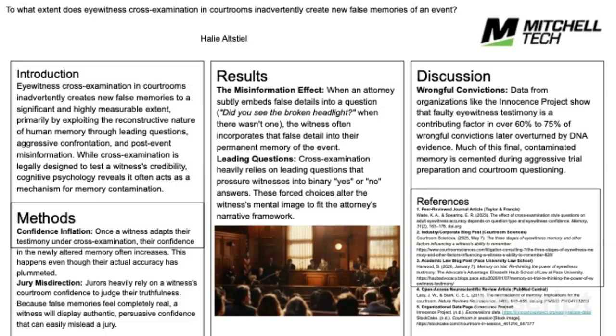There are three main ways a lawyer accidentally contaminates a witness's memory during a cross-examination. First, the misinformation effect. This is super subtle. If an attorney asks you, "Did you see the broken headlight on the getaway car?" Even if the headlight wasn't broken, your brain instantly visualizes a broken headlight. Suddenly, that false detail gets permanently baked into your memory of the crime.